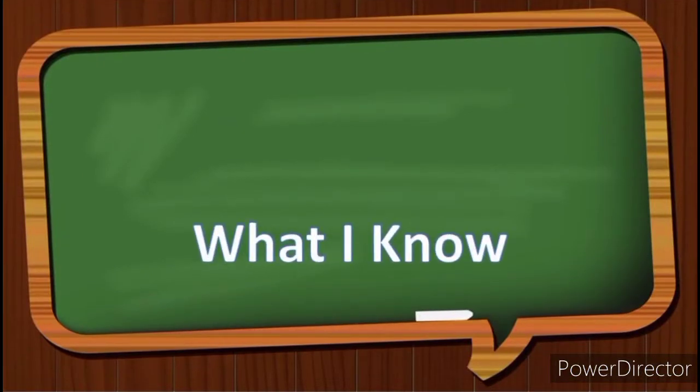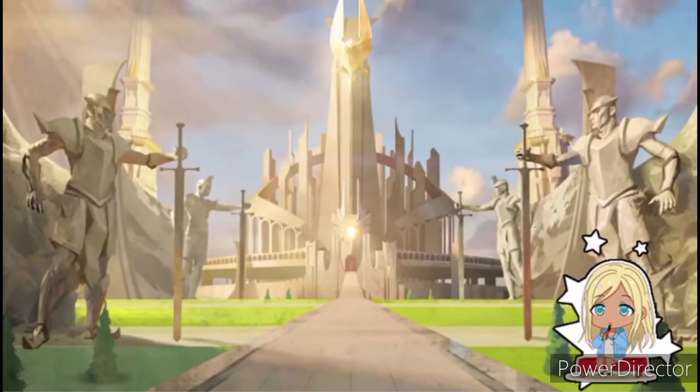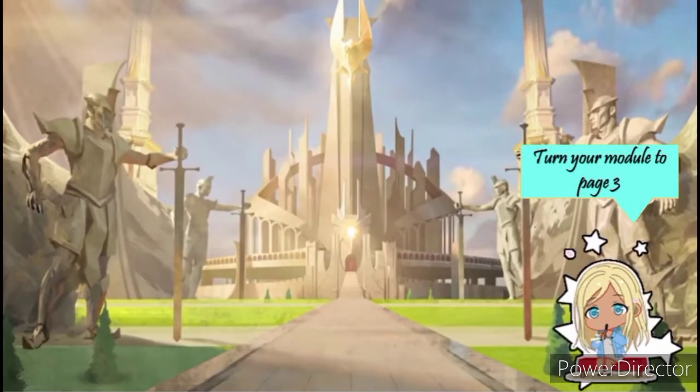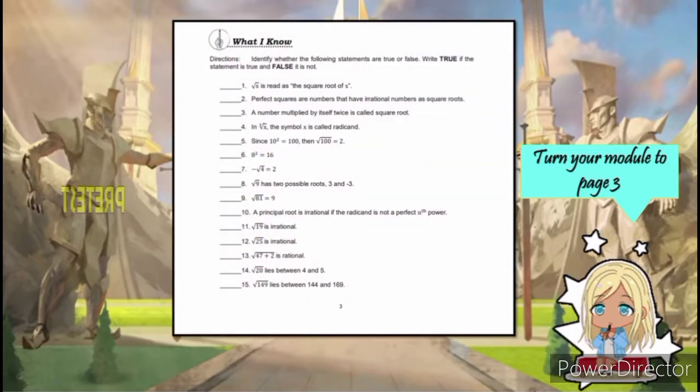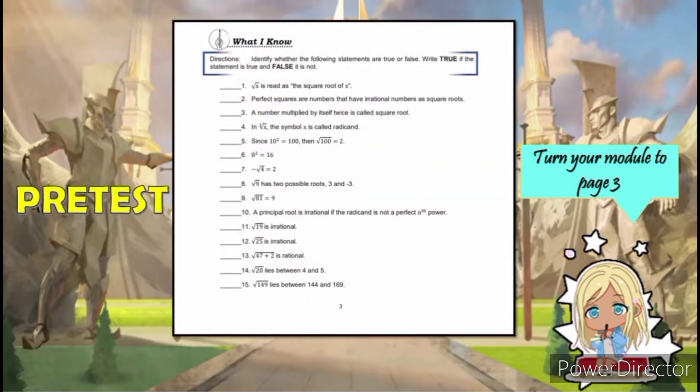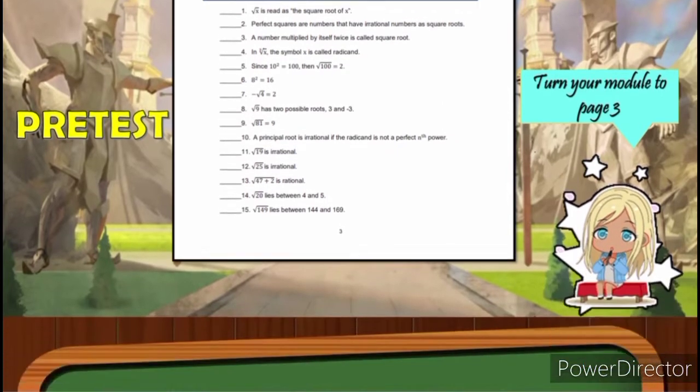What I know. Turn your module to page 3. Let's answer our pretest. Identify whether the following statements are true or false. Write true if the statement is true and false if it is not.